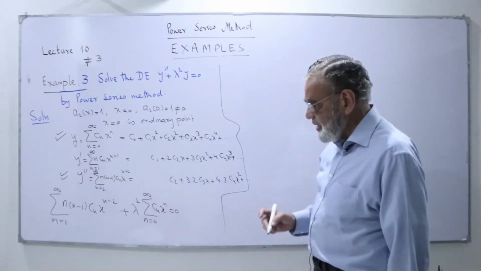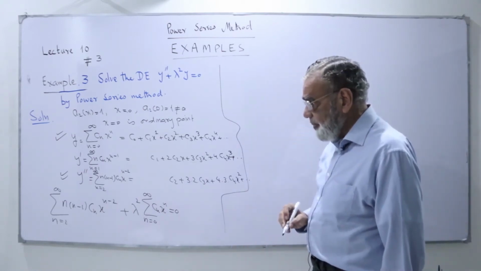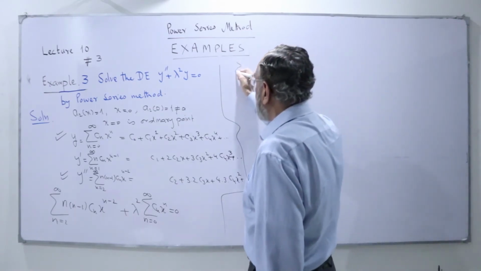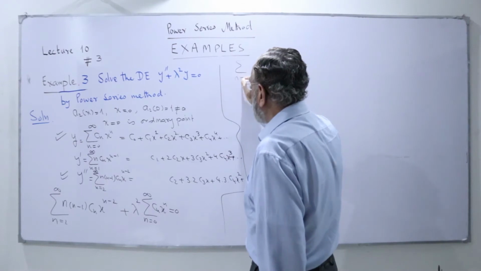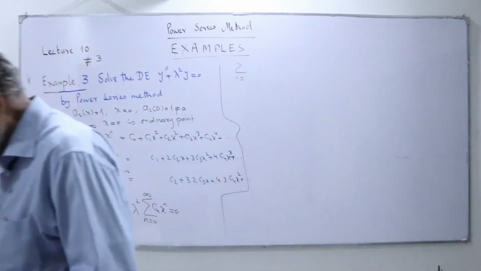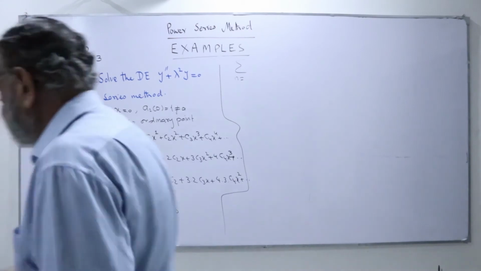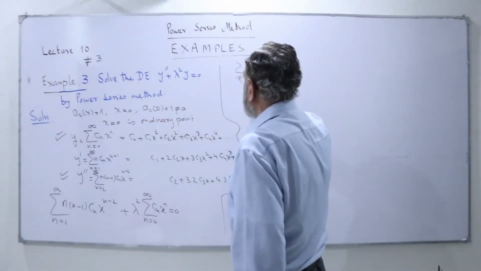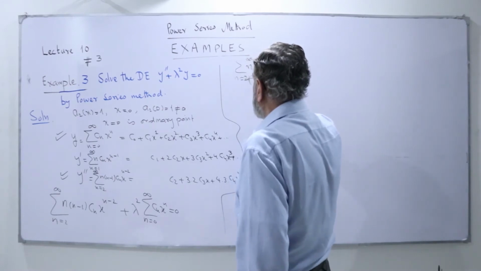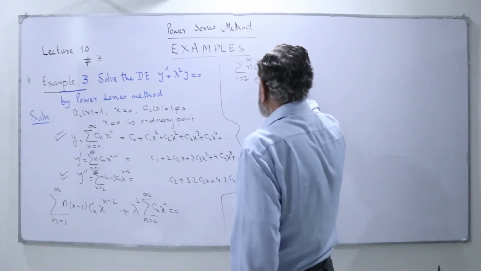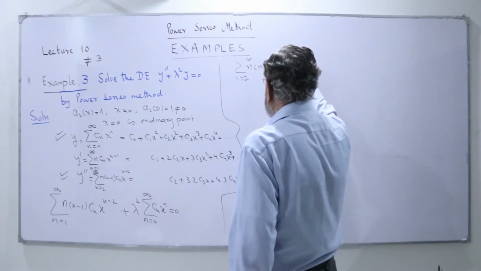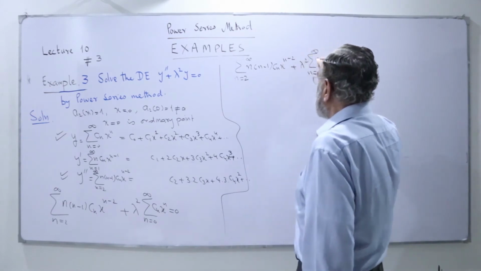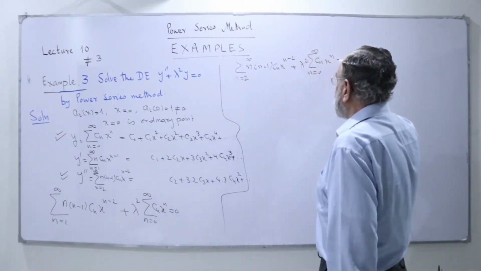Next we want to equate the powers in this summation. So I just rewrite it. We have sigma n is from 2 to infinity n into n minus 1 Cn x to power n minus 2 plus lambda square sigma n is from 0 to infinity Cn x to power n equal to 0.